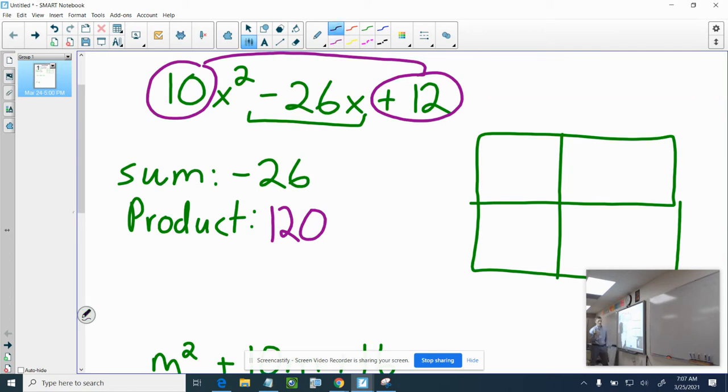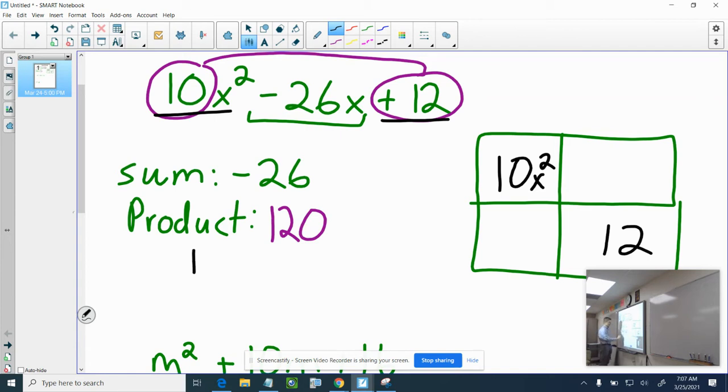Now, there's two things in the box that I can fill in right away as well. There's a 10, x squared, and a 12. So the first term in our quadratic goes in the first box. The last term in our quadratic goes in the last box. And then we need to figure out what goes in the other two boxes, and that's why we have our sum and product. So two numbers that multiply to make 120, and that also add up to negative 26.